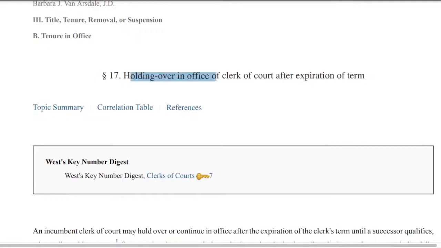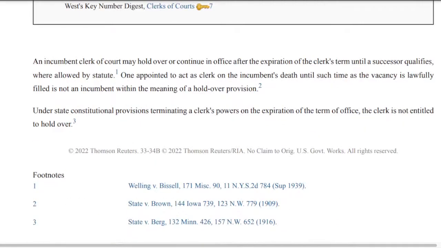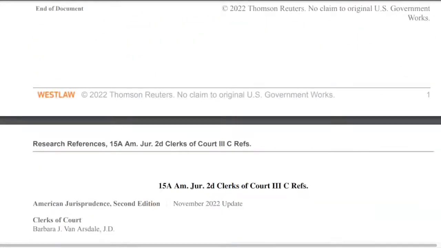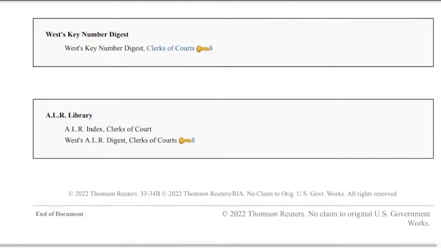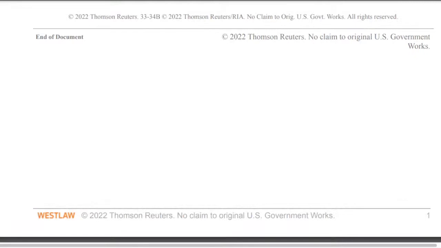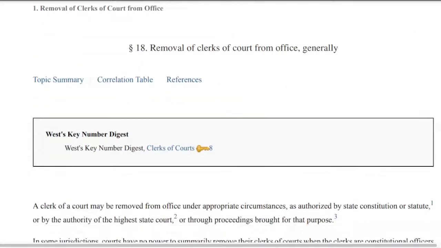And holding over in the office of clerk after expiration of a term. So these are ones where we have specific case law whenever there's an incumbent's death or something like that, where you have vacancies if someone doesn't stay longer than they should. There's always going to be those cases. We can always find those here in American jurisprudence. So, removal of clerks of court from office generally.